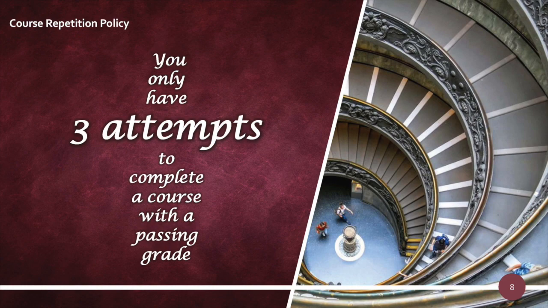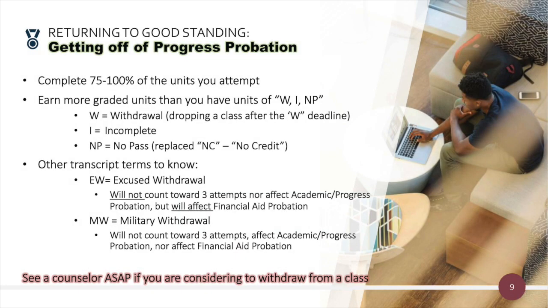If you're in this predicament and you had an extenuating circumstance at the time you were taking the course, please see a counselor. You can petition to take the class for a 4th time if your petition is approved. The petition is not easily approved, so try to avoid attempting a class too many times and be mindful of drop deadlines. Progress probation and dismissal have fewer tricks and hacks.